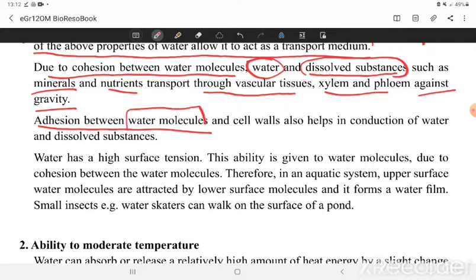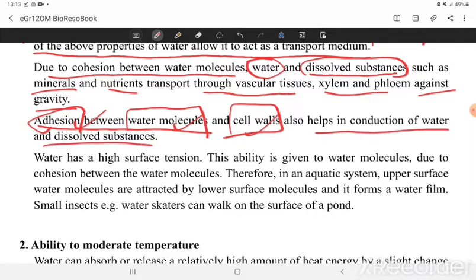Now adhesion between water molecules and the cell wall. Adhesion occurs between the water molecules and the cell wall. It also helps in the conduction of water and dissolved substances. So adhesion between the water molecules and the cell wall also helps in the conduction of water, and not only water, also the dissolved substances.